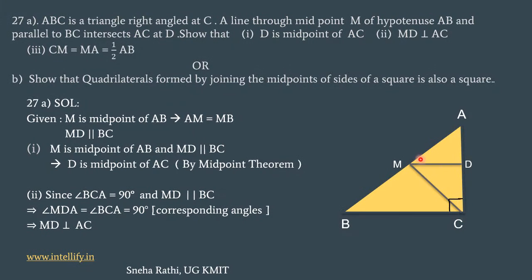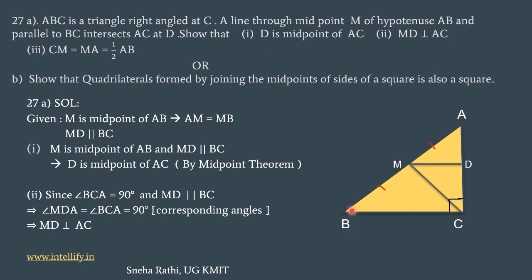Okay, now you know that M is the midpoint of AB, which means that AM will be equal to BM, and also MD is parallel to BC. So MD is parallel to BC and M is the midpoint of AB, which means that D is the midpoint of AC by the midpoint theorem.